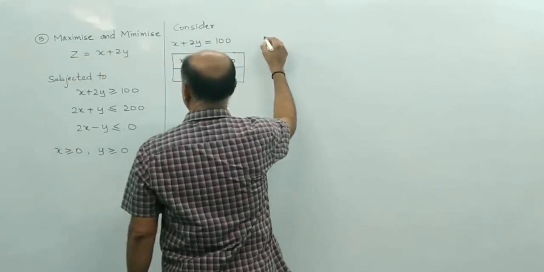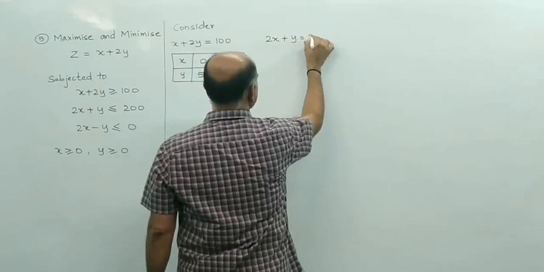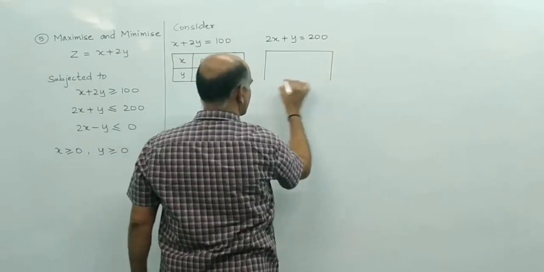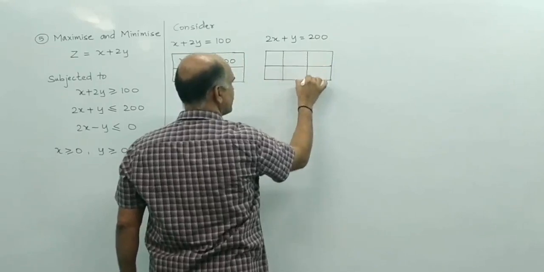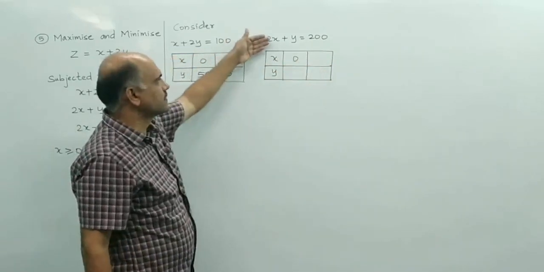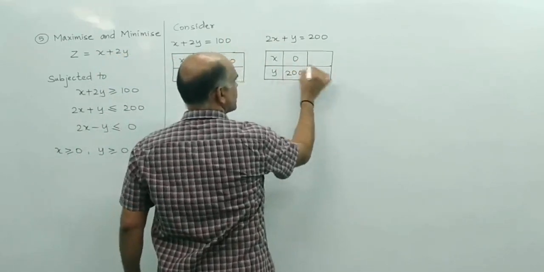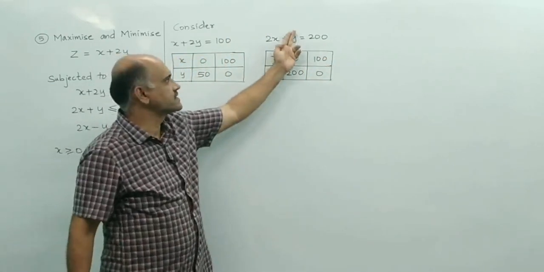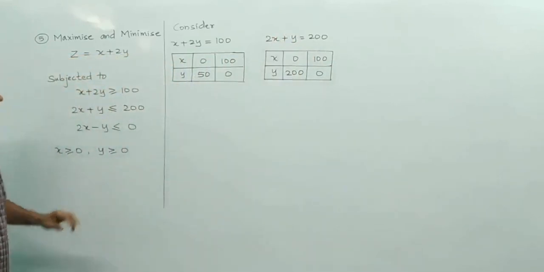Similarly, the second equation, if I take 2x plus y is equal to 200. Again I will find x and y values. If x is 0, y is 200. If y is 0, 2x is equal to 200, therefore x is equal to 100.